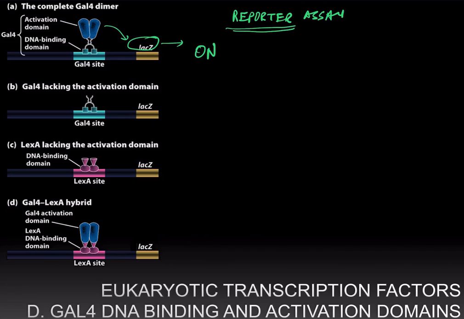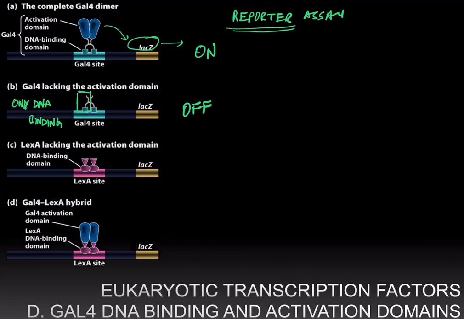In the second iteration of this experiment, scientists made a mutant version of the GAL4 protein where they deleted the activation domain. So this had only DNA binding. And when they carried out the reporter assay with this synthetic gene, but in a cell that lacked normal GAL4 but had a mutant GAL4 that does not have the activation domain, no beta-gal was detected. So transcription was off.